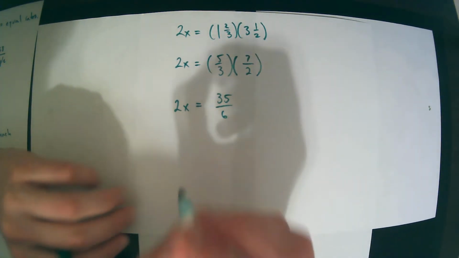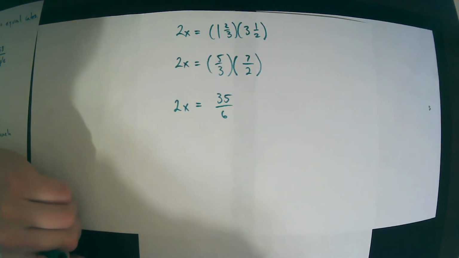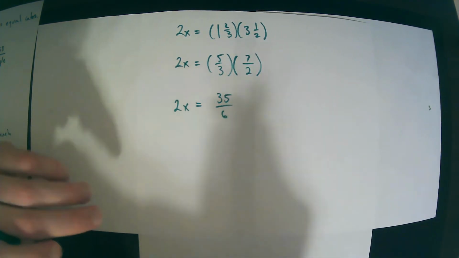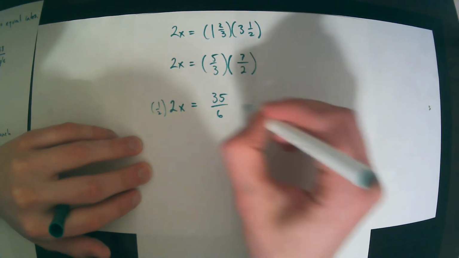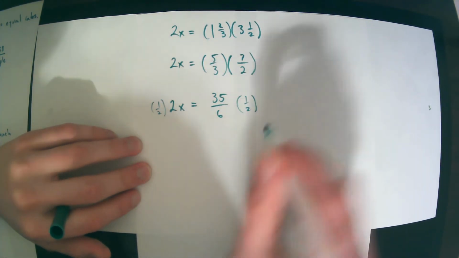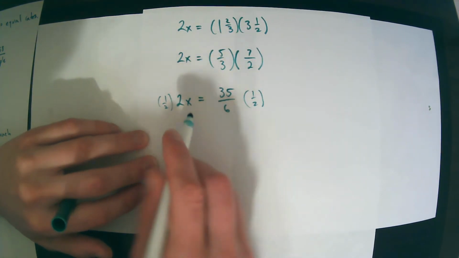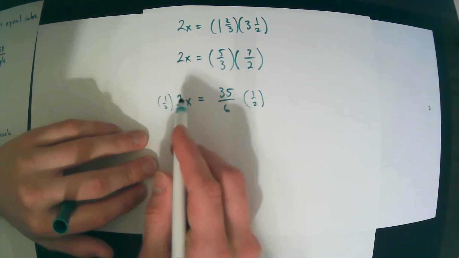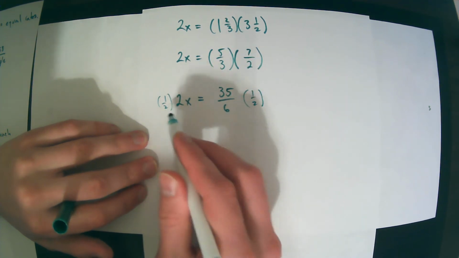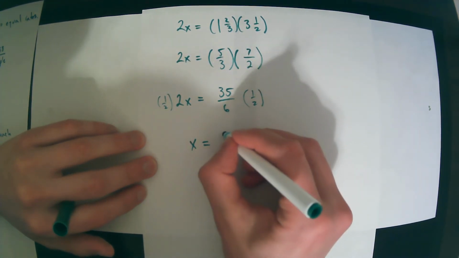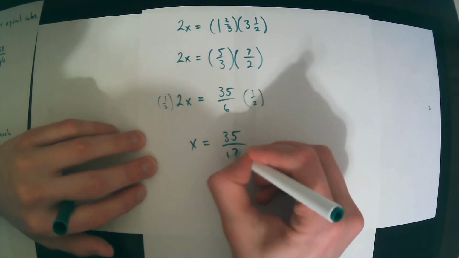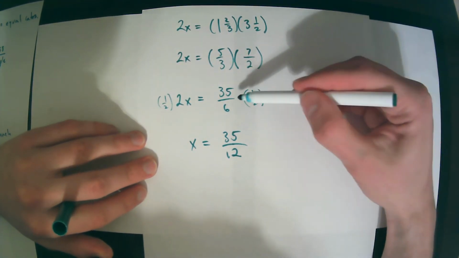And now I'm going to divide by 2 on both sides. Or I could say, if it makes you feel better, I'm going to multiply by 1/2 on both sides, because that's going to be easier to deal with over here with this fraction. And effectively, multiplying by 1/2 cancels the 2 here. So I've isolated x, and I'm going to have 35 over 12. Okay, multiplying here.